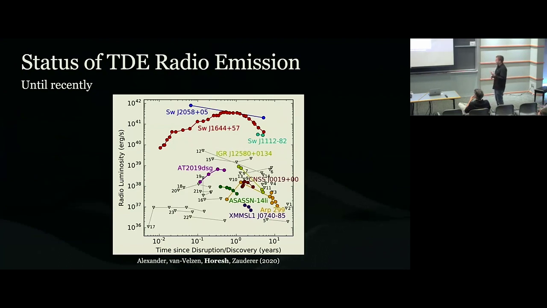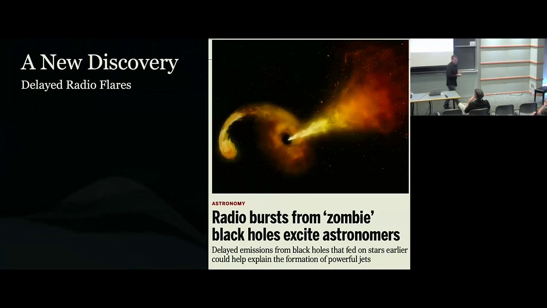the jetted relativistic ones. And by now, there are a few examples like 19dsg and others, but that was sort of what we've known. And at that time, all of the radio emission detected so far, we believed was prompt emission. So it's originating from outflows that were launched briefly after the star is disrupted. That has changed with the discovery of delayed radio flares, beginning with 15oi.